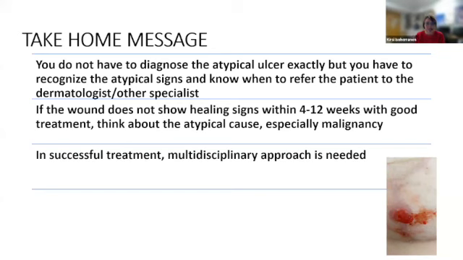So my take-home message is, you do not have to diagnose the atypical ulcer exactly if you are not a dermatologist, but you have to recognize the atypical signs and know when to refer the patient to the dermatologist or other specialist that is capable of taking biopsies and doing the diagnosis. And as I said many times already, if the wound does not show healing signs, you should react to that one. Think again, for instance, if there is a malignancy behind the ulcer. And in successful treatment, indeed, a multidisciplinary approach is needed. No one of us can treat these patients well alone.